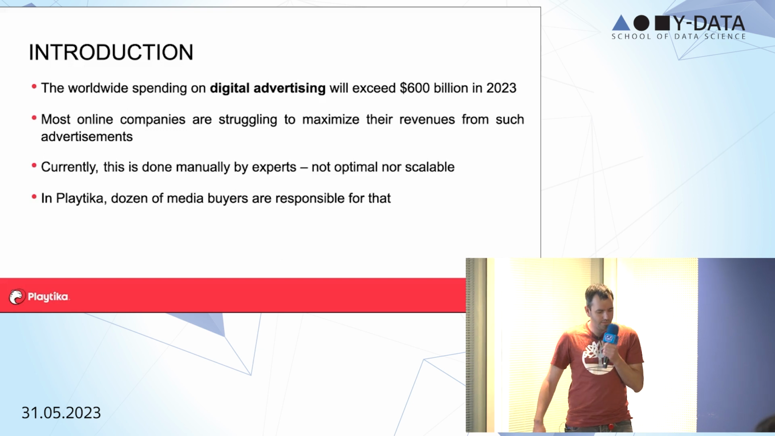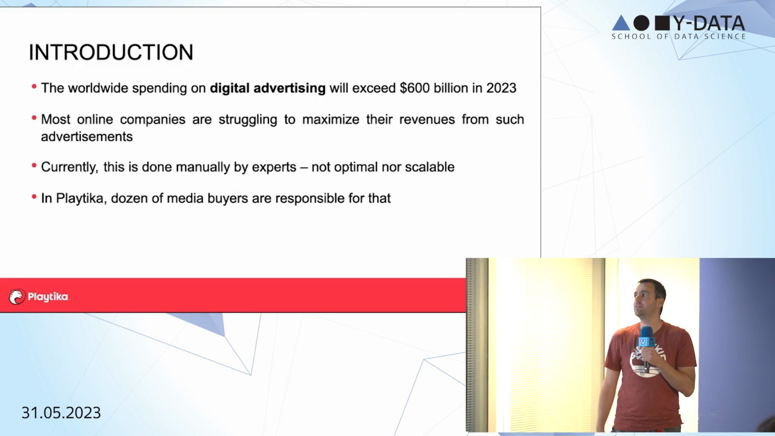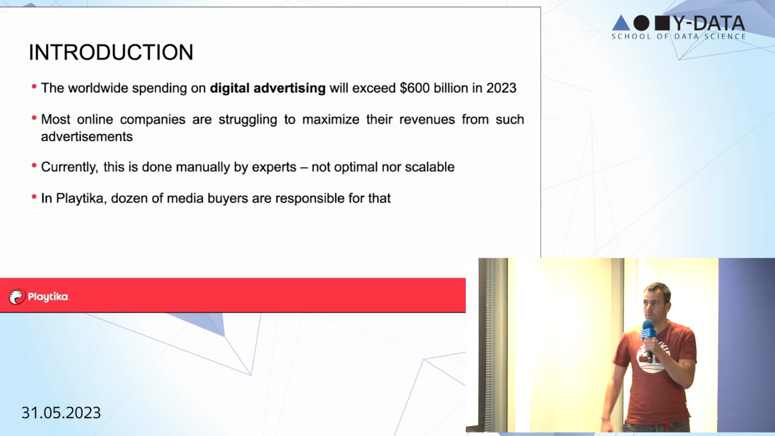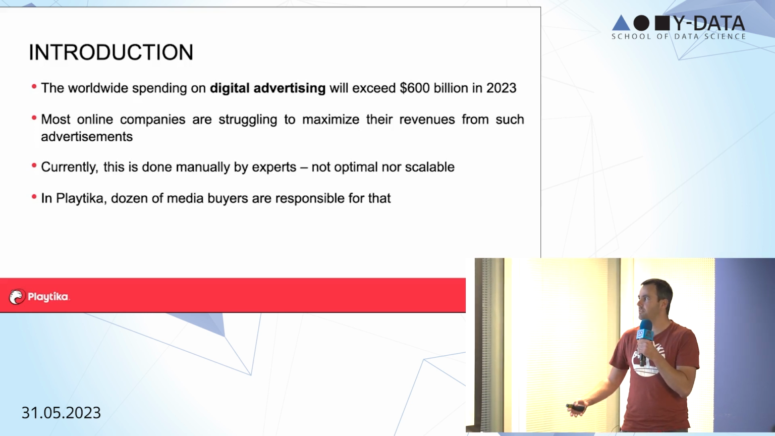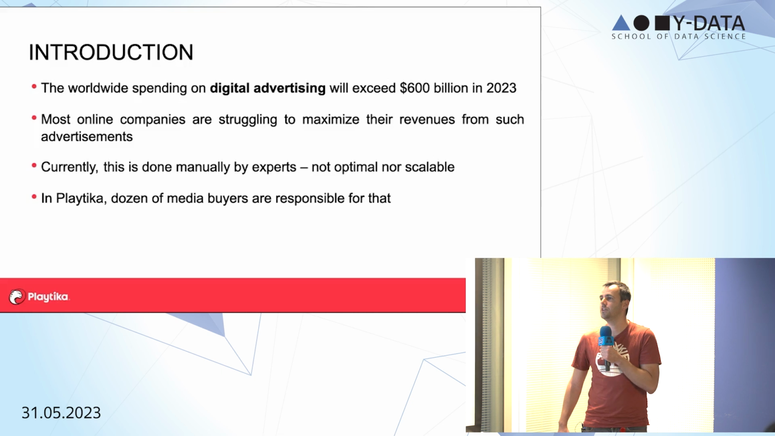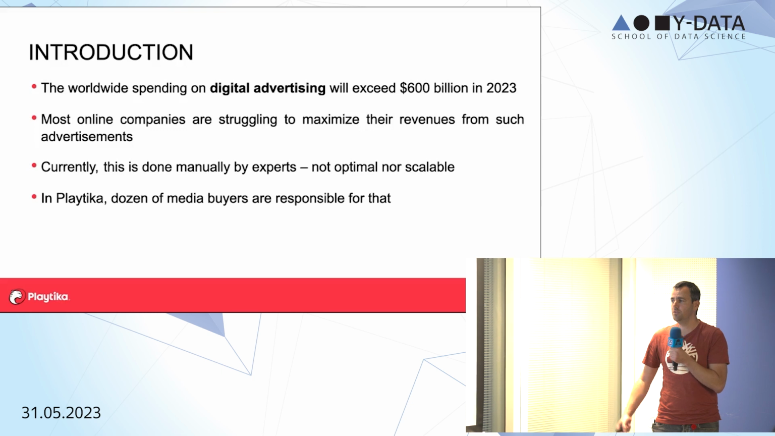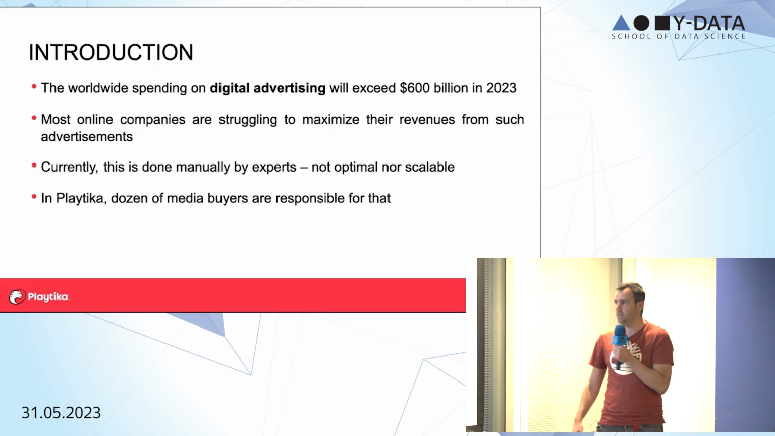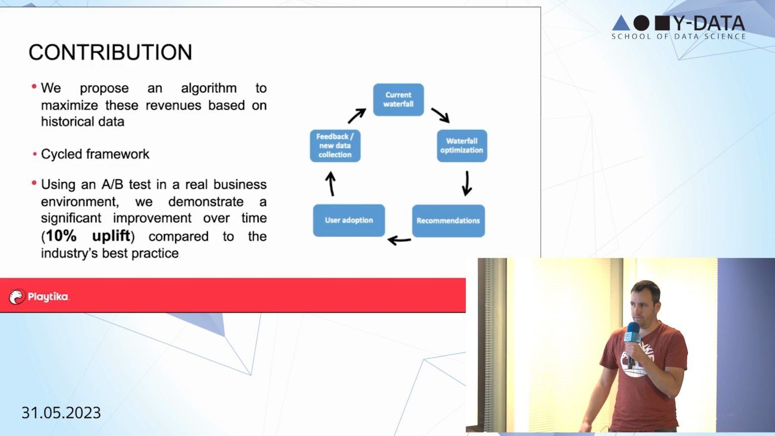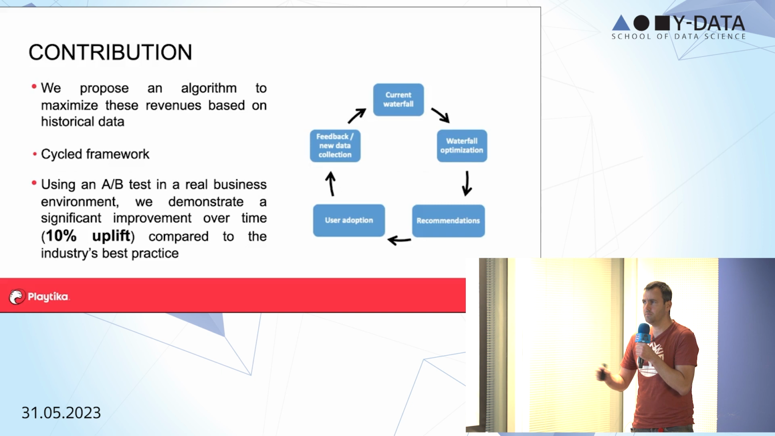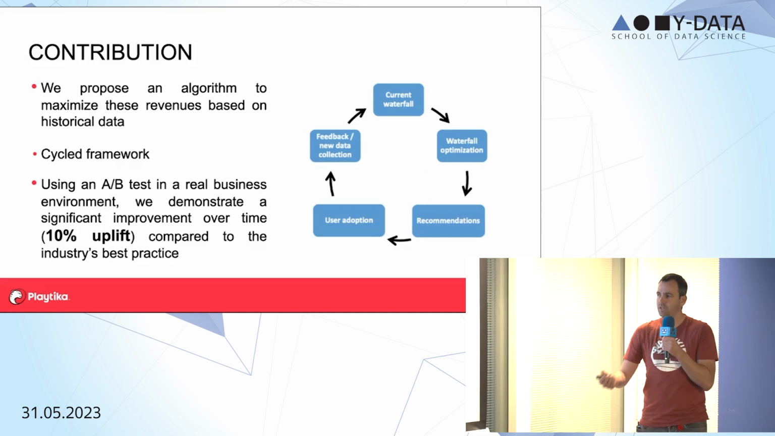Okay, so the worldwide spending on digital advertising is huge. It's expected to increase to 600 billion this year. Most online companies are struggling to maximize revenue from such advertisement, and currently it's usually done in most companies manually by a human expert, which is of course not optimal and not scalable. In Playtika we have a dozen media buyers that are responsible only for this digital advertisement. Playtika actually has two hats. We also have the hat of a publisher and of an advertiser.